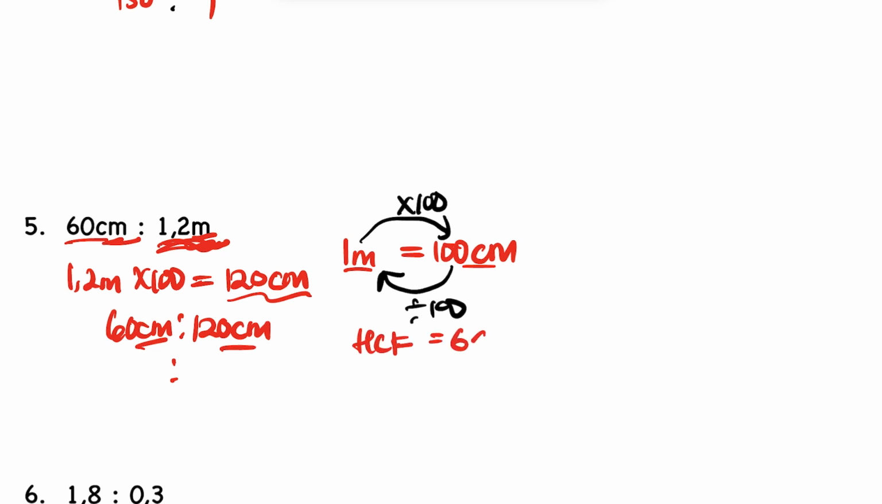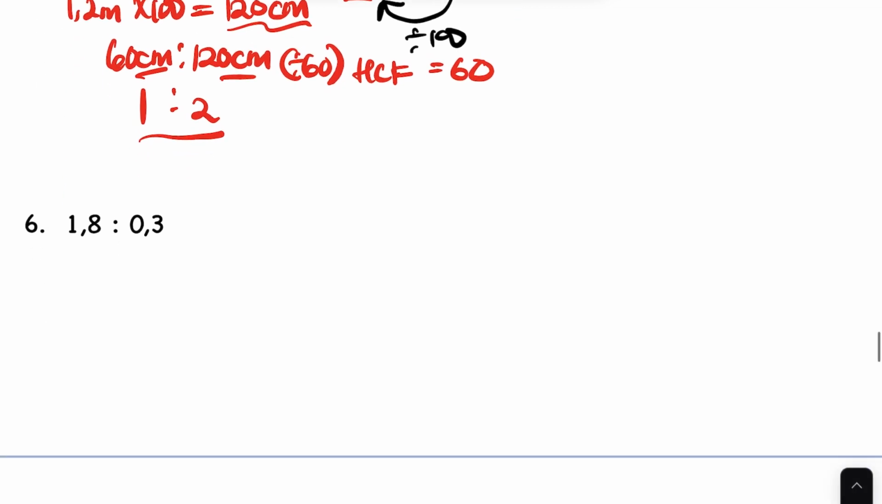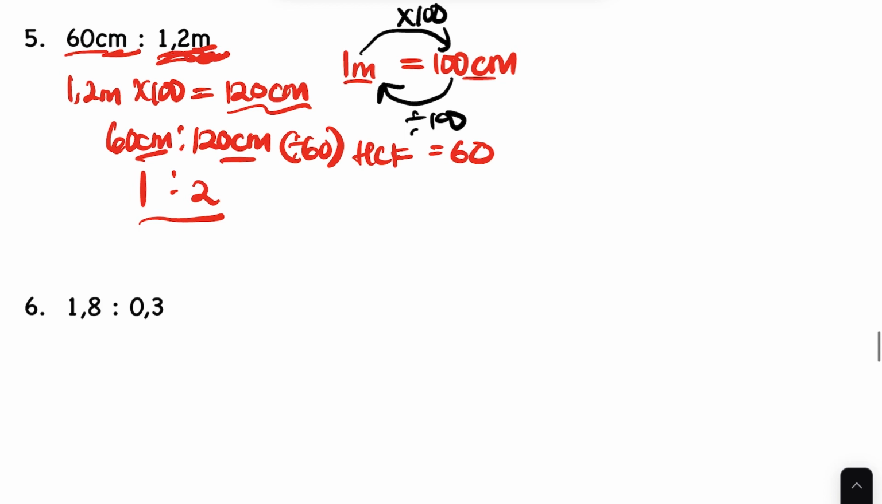The highest common factor is what? Is 60 itself. So we divide by what? By 60. So 60 divided by 60, it's 1. 120 divided by 60 is 2. So this ratio, it's in a simplest form. Now let's look at number 6. Now this number 6, now it's in a decimal form.